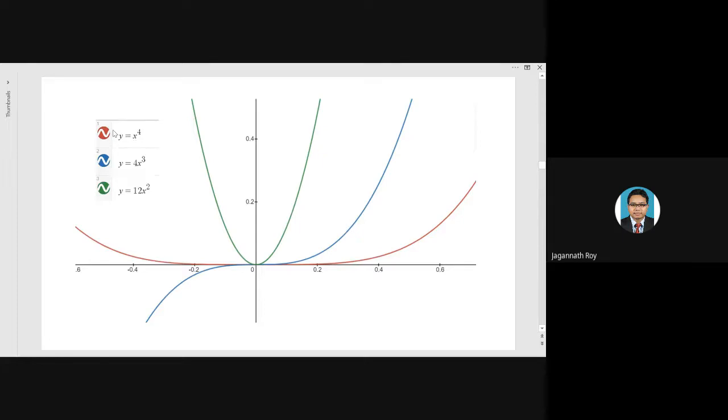So if you just zoom in, then you will see the graph of these functions will be like this. This is concave upward, this is concave upward. For this red curve also, this is concave upward, here also concave upward. But if you look at the blue curve, here it is concave upward, but here you can see this is concave downward.